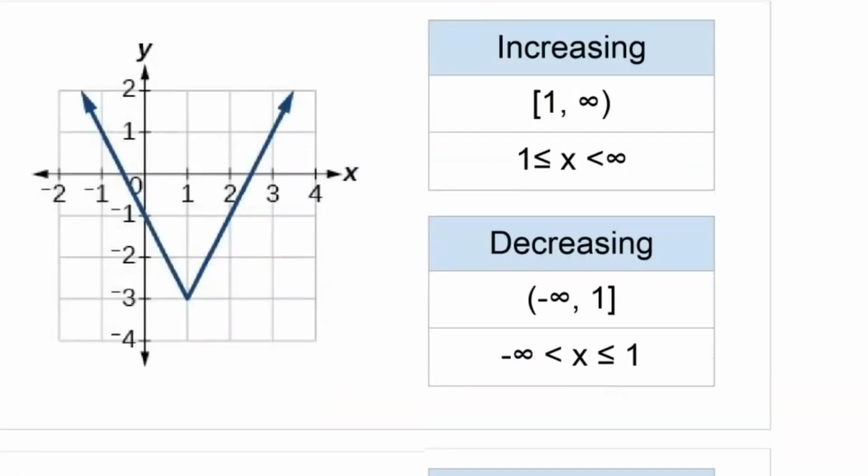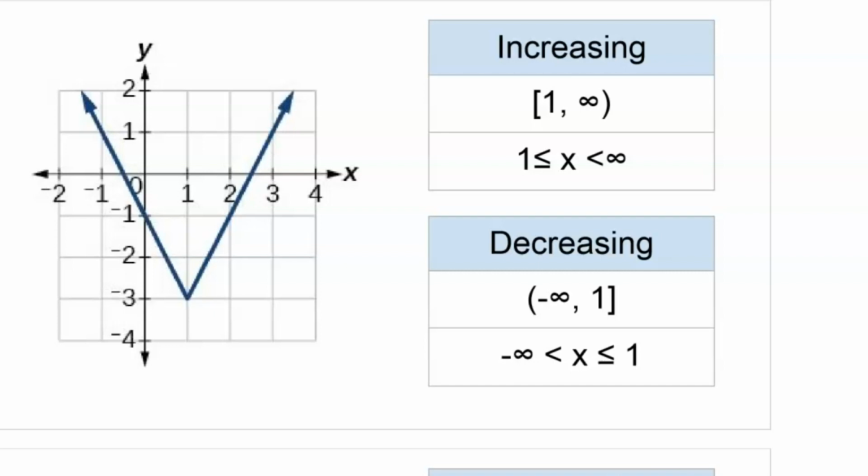Now we're going to talk about intervals of increasing and decreasing when we look at a graph. So here is an example of a graph, and if you look at the ends, they have arrows, so that's going to keep going to infinity and negative infinity. But when you're talking about increasing and decreasing, this is where you read the graph from left to right. And increasing is where the graph is going up. Decreasing is where the graph is going down.